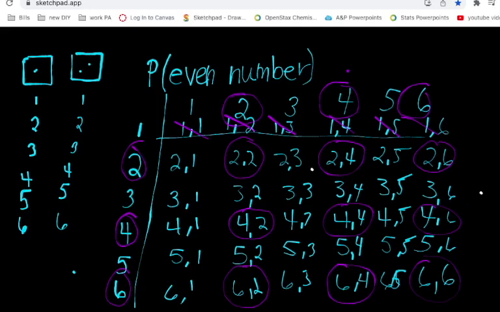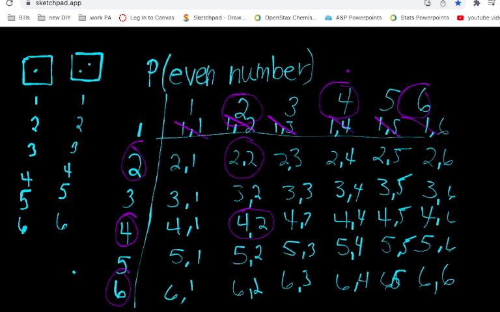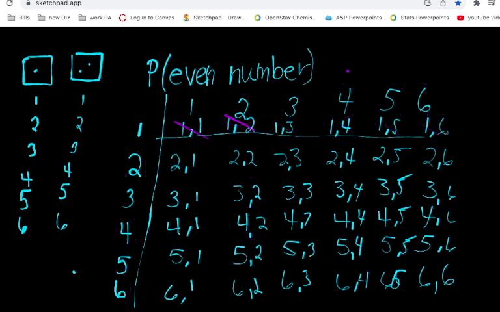So then you're going to do some math here. And let me undo, I made a mistake. Okay, so 1 plus 1 is even. That gives us 2.